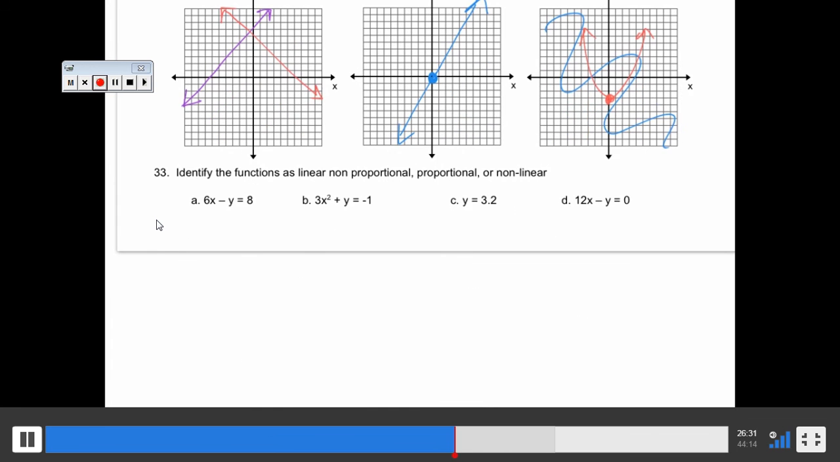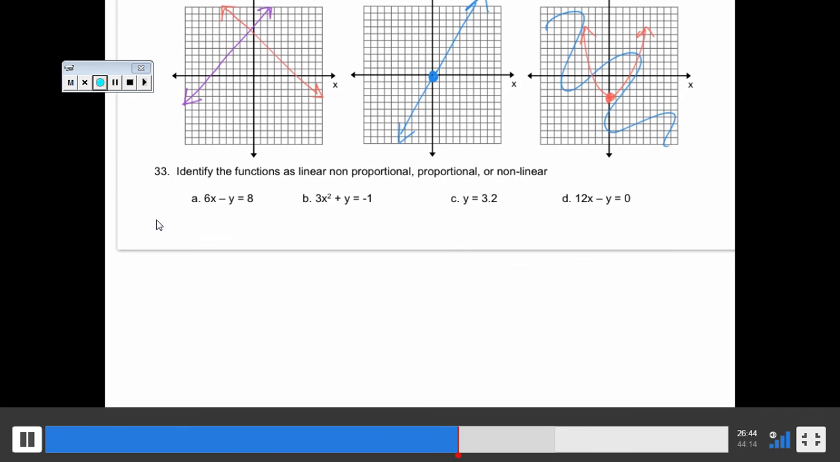Okay, if we look at number 33, we're going to identify these functions as linear non-proportional, proportional, or non-linear. So remember, linear non-proportional means that you end up with y equals mx plus b, and b is not 0. If you end up with proportional, that's going to be y equals mx, because b is going to equal 0.